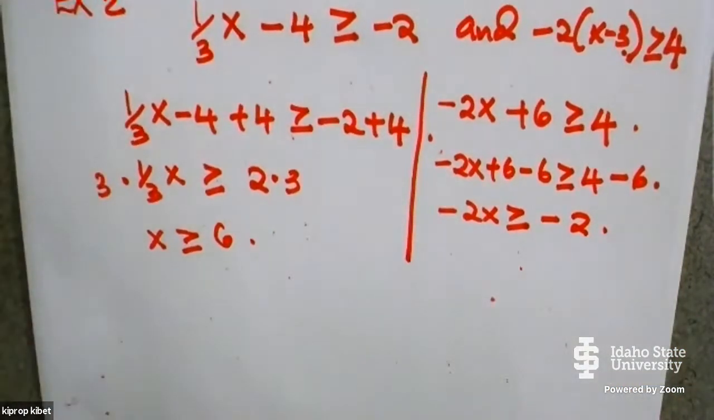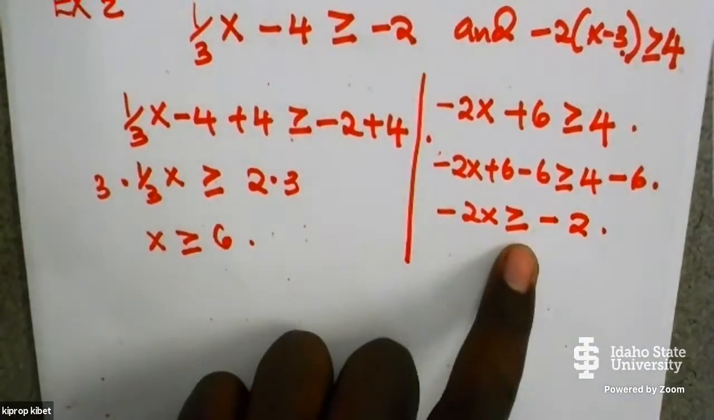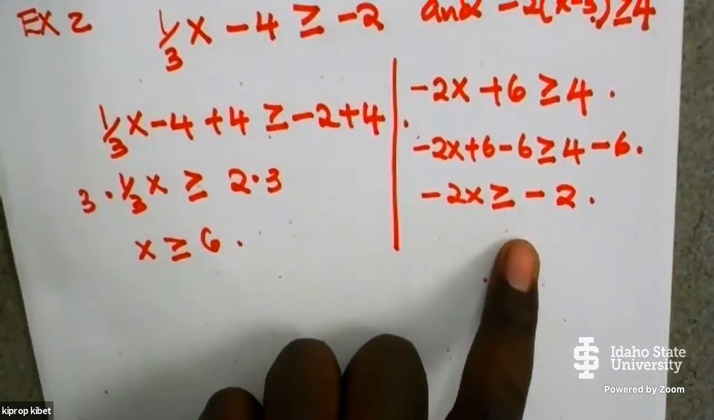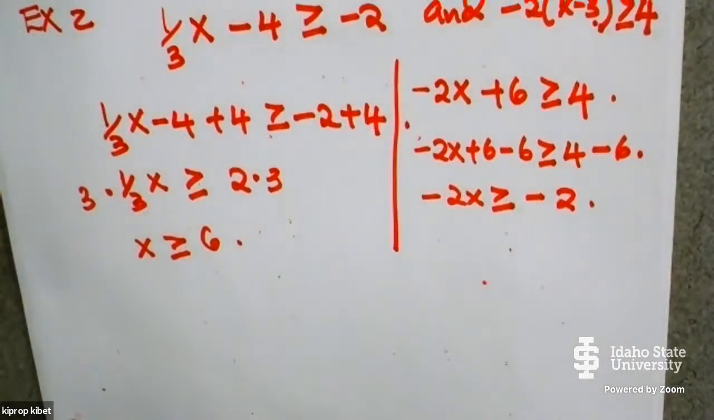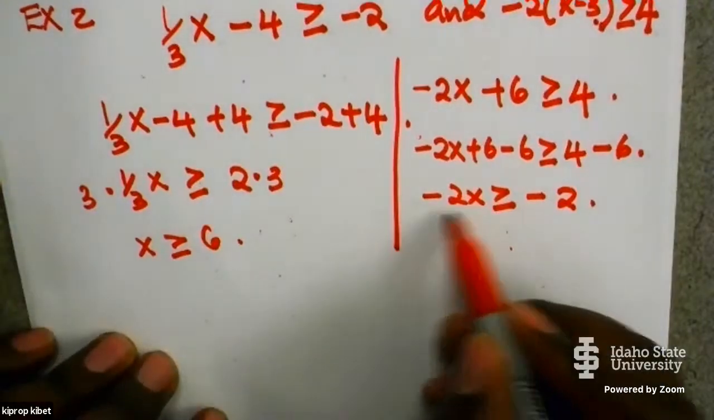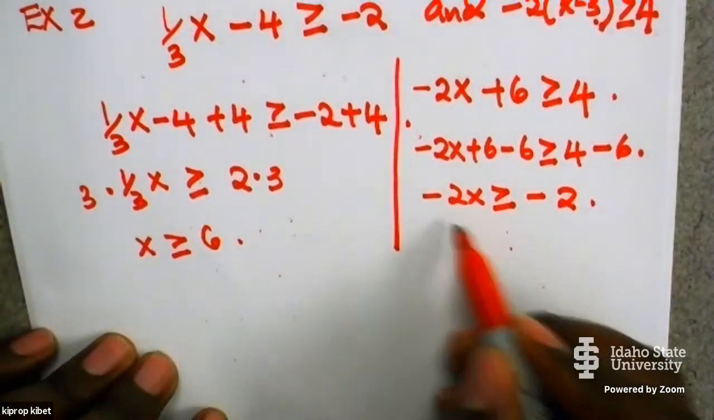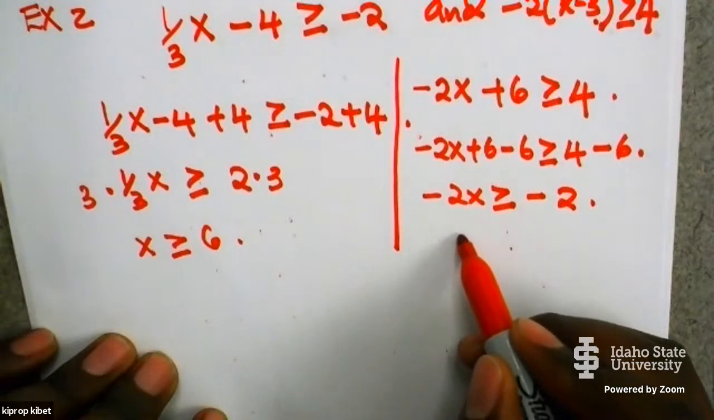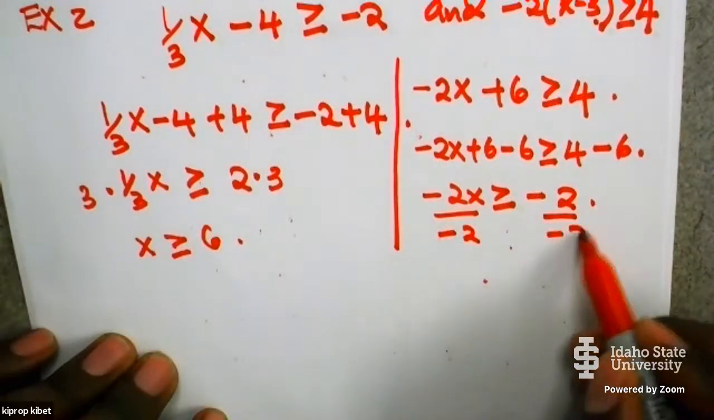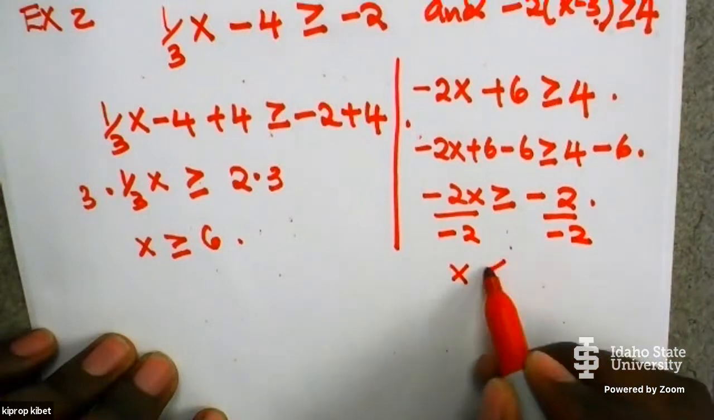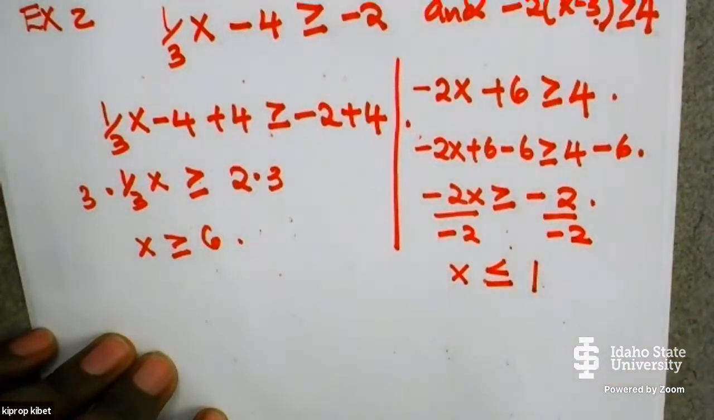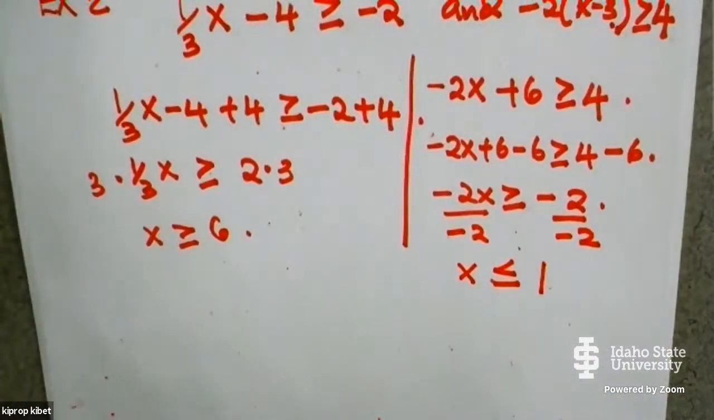Now here, we divide by negative 2. So if we multiply or divide by the negative sign, then we do what? We change the what? The greater than, yes, to less. So when we divide by negative 2 on both sides, it will now be over negative 2, all over negative 2 there. So it will now be x less or equals to what?